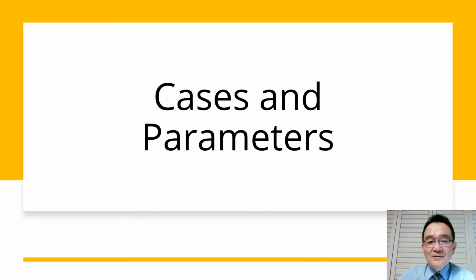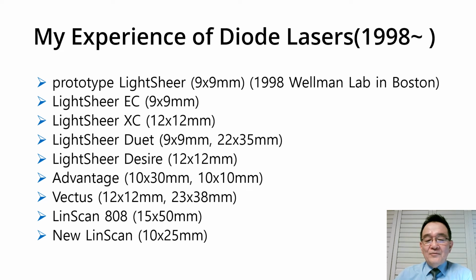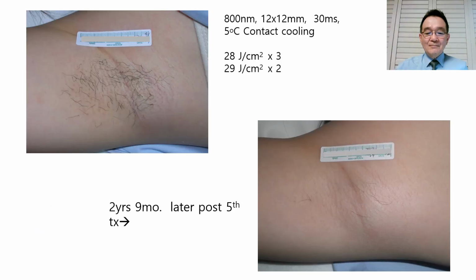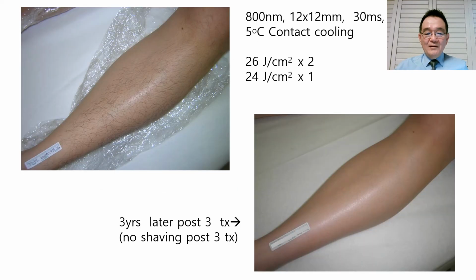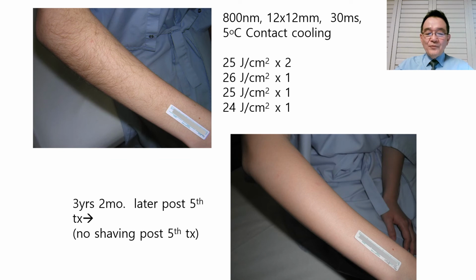Cases and parameters. These are my experience of diode lasers from 1998. LightSheer. Underarm before and 2 years 9 months after 5 treatments. Another case of underarm before and 3 years 7 months after 5 treatments. Lower leg before and 3 years after 3 treatments. Forearm before and 3 years 2 months after 5 treatments.